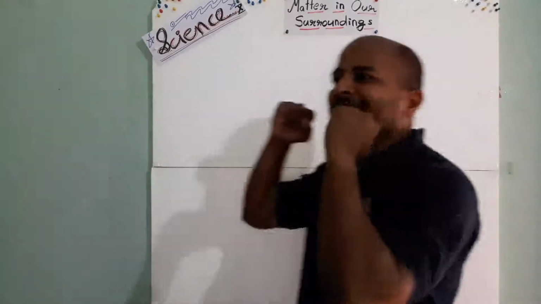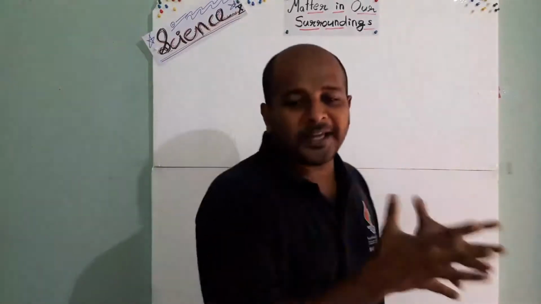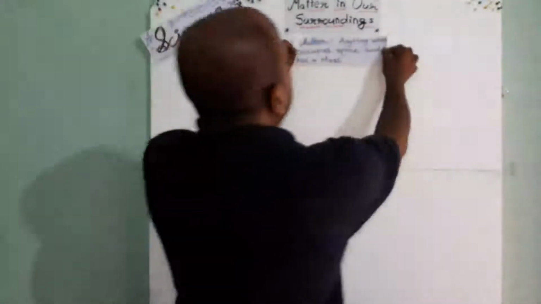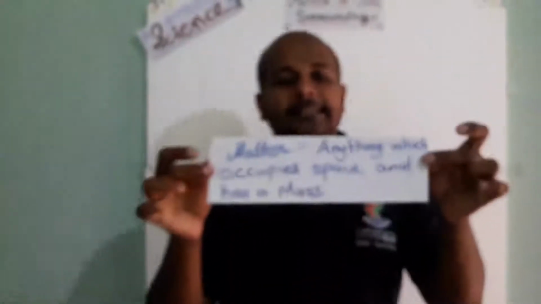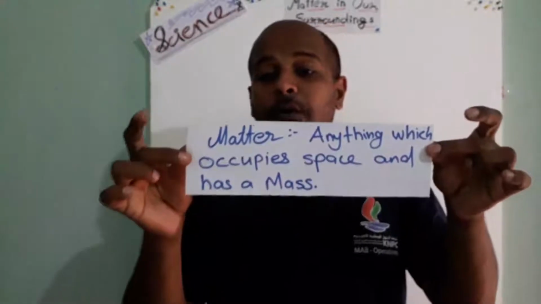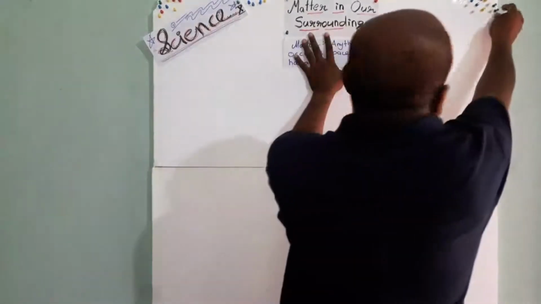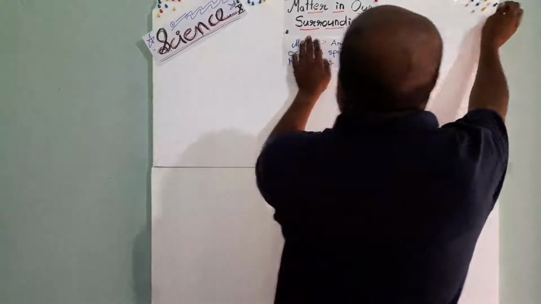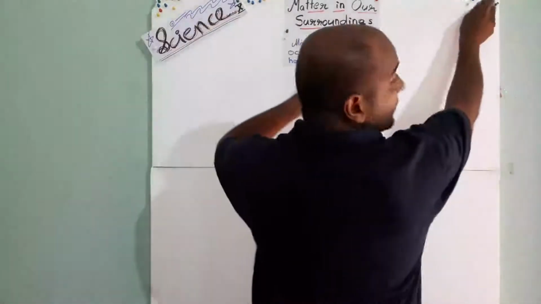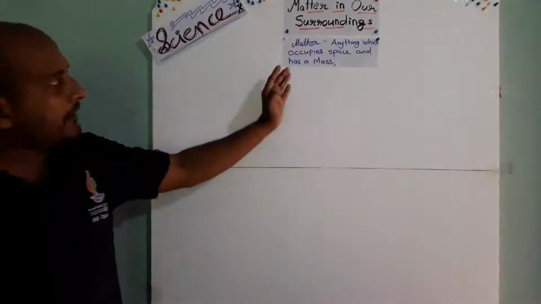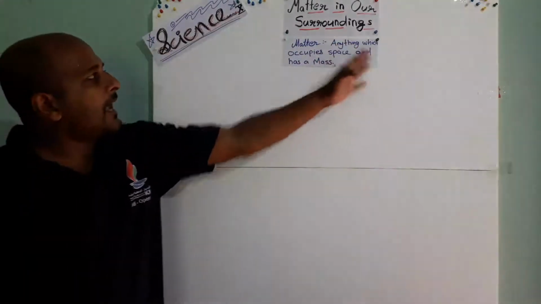Matter is anything which occupies space. Understand? I have a definition for you. I had made it. So this is the definition for matter. First I will show you here. So matter is anything which occupies space and has mass. That's also important. So let me put it here for you, and we will discuss this in detail. So matter is anything which occupies space and has mass.